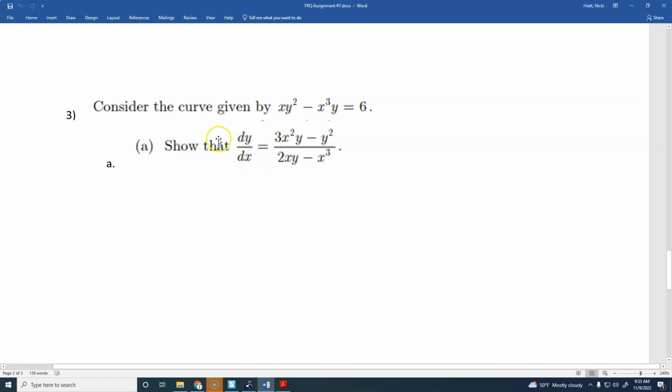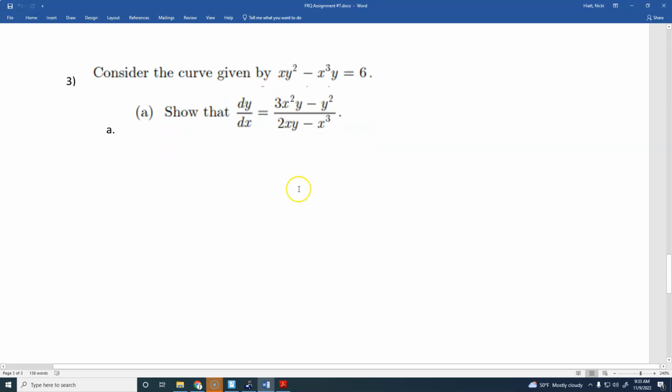Okay? So, as far as how to do this, you're going to do implicit differentiation. You're going to find this is your answer. I'm going to come back to it and do it if we get time at the end. But this is the answer that you get. This is your derivative.